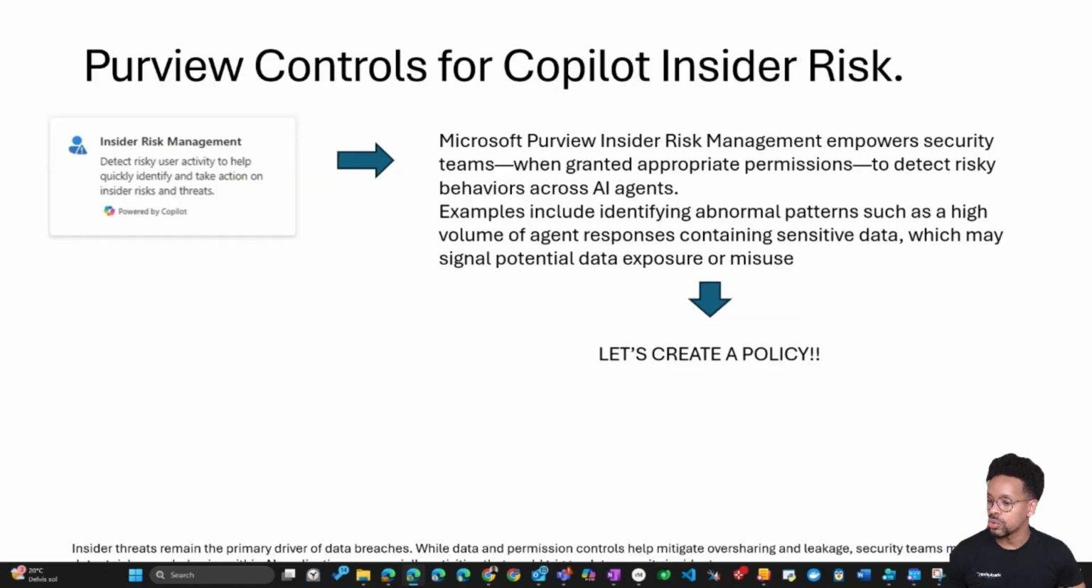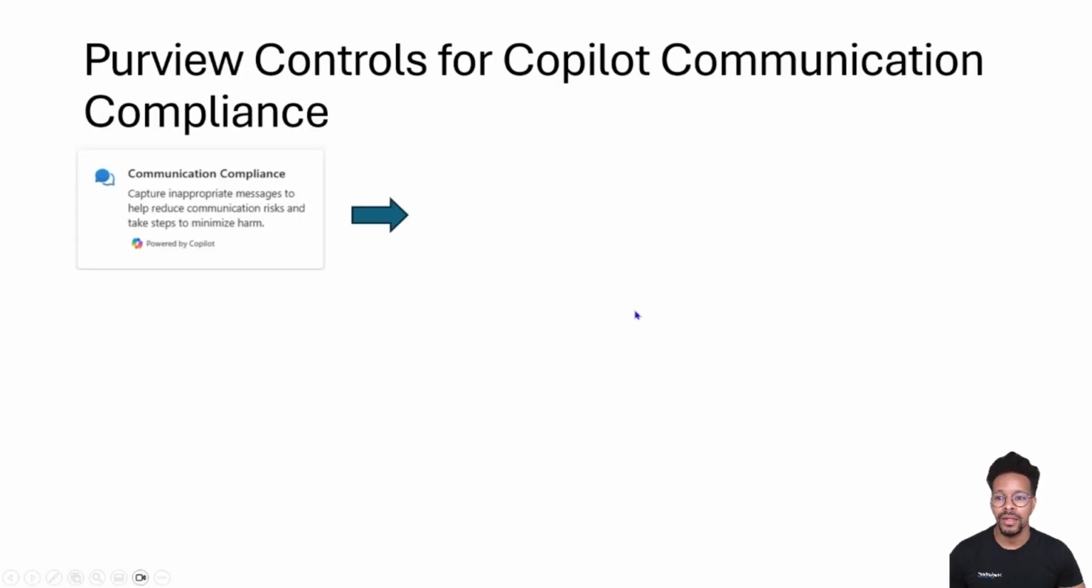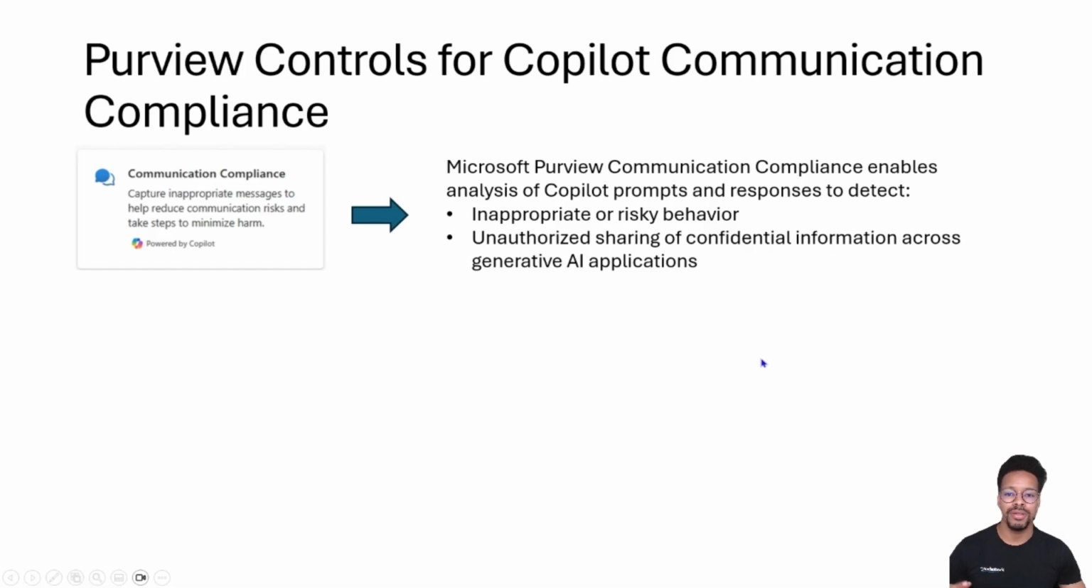Let's quickly go to communication compliance. What does this do? This actually enables you to do an analysis of the Copilot prompts and the responses. The goal of doing this is to detect inappropriate or risky behavior or unauthorized sharing of confidential information across generative AI applications in general.